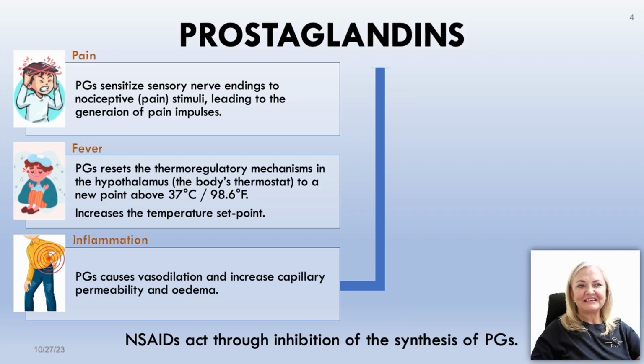Prostaglandins sensitize sensory nerve endings to nociceptive stimuli, leading to the generation of pain impulses. They reset the thermoregulatory mechanisms in the hypothalamus, which is the body's thermostat, to above the normal 37 degrees Celsius. They increase the temperature set point, and therefore prostaglandins play a role in fever. They cause vasodilation and increased capillary permeability with resulting edema, which are typical signs and symptoms of inflammation.